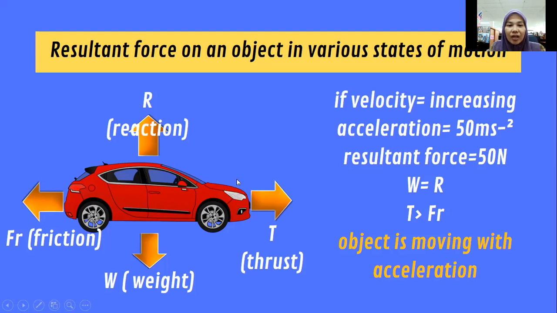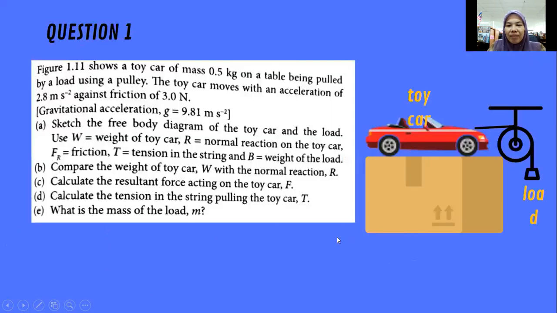Okay, when the object is decelerating, that means friction is greater than thrust. Then goes to our reaction and also weight. Weight is equal to reaction. Then if the object is moving with acceleration, from the motion you can predict what the force is. Roughly, you can know the value of the forces. Are you clear with my explanation?